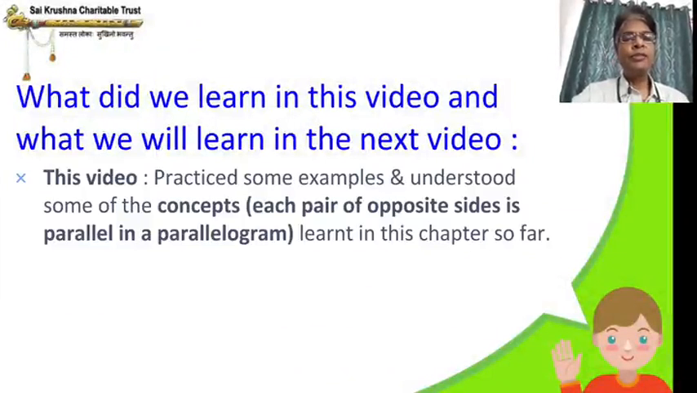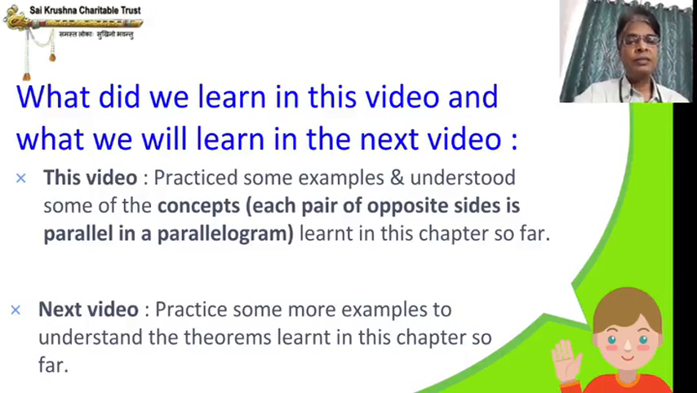So in this video, we practiced some examples and understood some of the concepts. You can see the word I have changed here. This is not a theorem. Each pair of opposite sides is parallel in a parallelogram, because the basic property of a parallelogram is a quadrilateral where each pair of opposite sides is parallel. That is why it is not a theorem. It is neither an axiom also, but it is a concept. So I changed the word instead of theorem. In this video, we have learnt a concept.